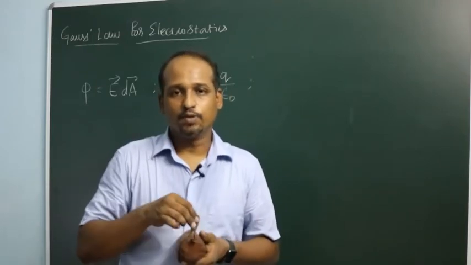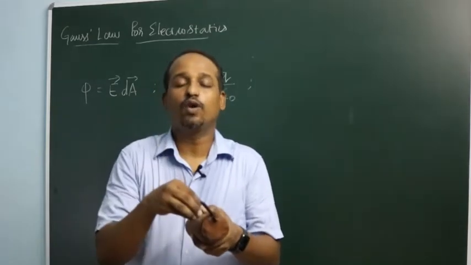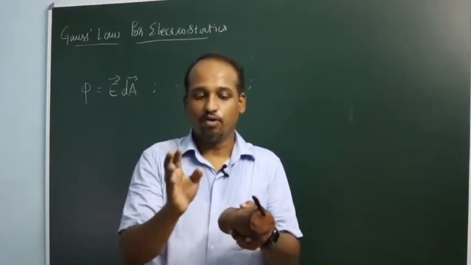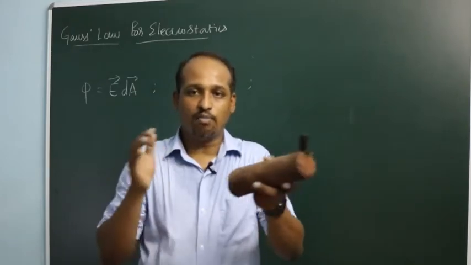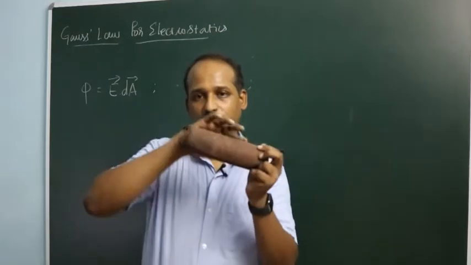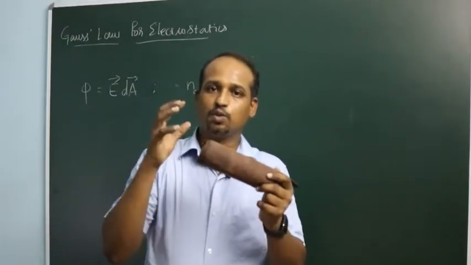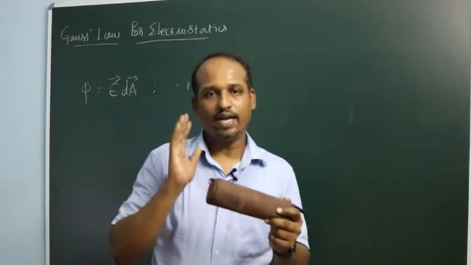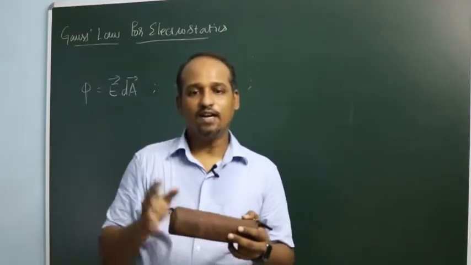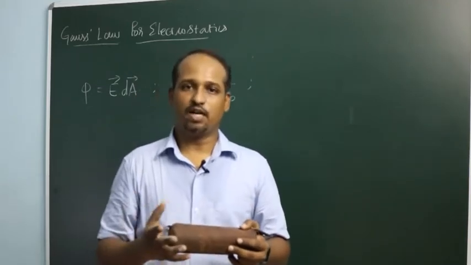Suppose I put 1 coulomb of charge. Then 1 by epsilon naught lines of force can be drawn in vacuum, and all of them will come out of this pouch. A pouch here represents a closed surface, so the flux through this pouch is 1 by epsilon naught. Instead, if I put 2 coulombs of charge inside, the number of lines of force coming out of this pouch will be 2 by epsilon naught.